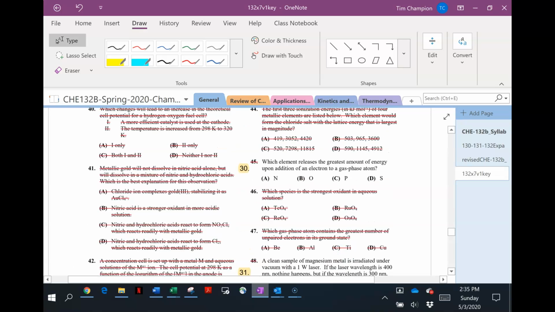Question 30 here: which element releases the greatest amount of energy upon addition of an electron to a gas phase atom? So we're looking at electron affinity.